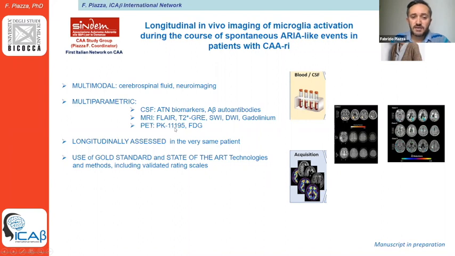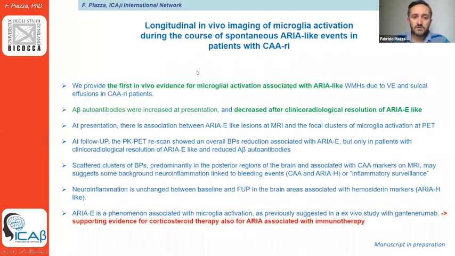imaging with the PK, which is a specific tracer for activated microglia, and FDG. We tried to follow these patients longitudinally and see what happened. And what we found is that for the first time, we were able to provide the in vivo evidence for microglia activation associated with ARIA-like white matter hyperintensities in CAA-related inflammation patients. Also important, we confirmed that all of the patients that we investigated had increased anti-A-beta antibody at presentation and a decrease after the resolution of the ARIA-like events.